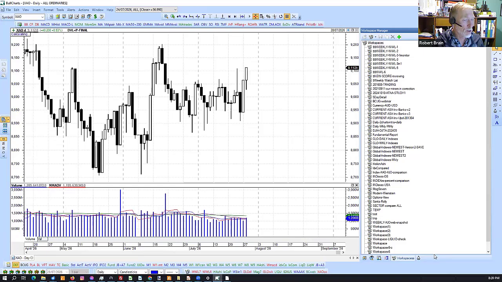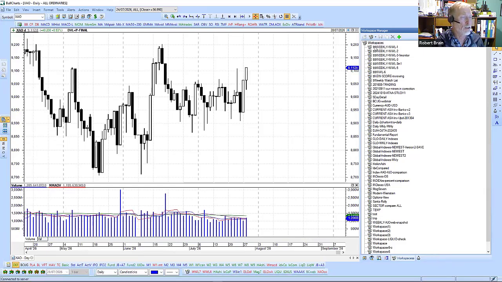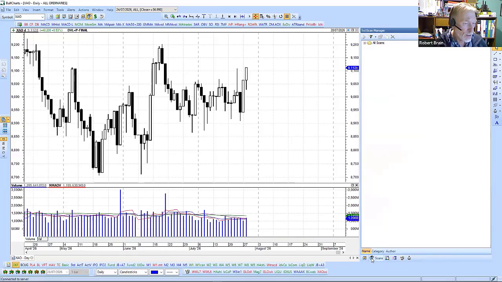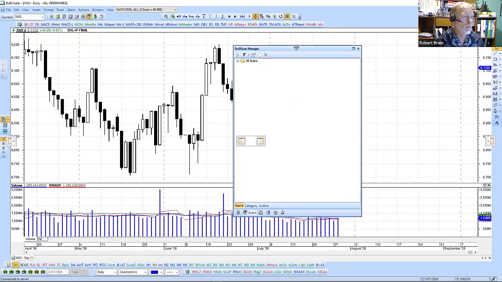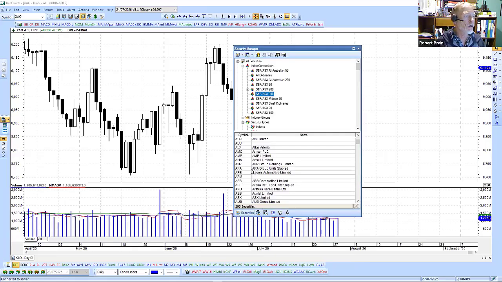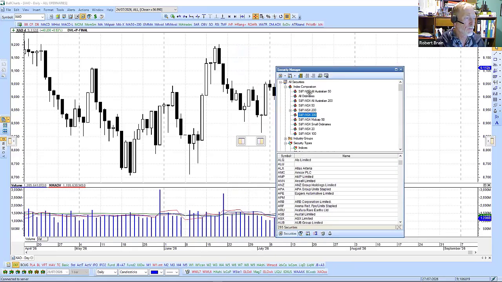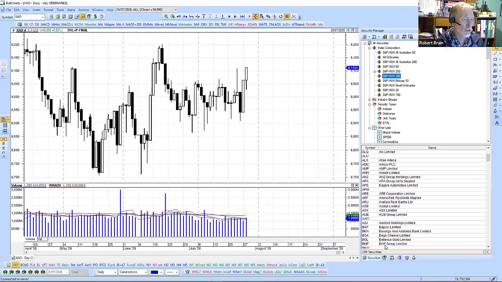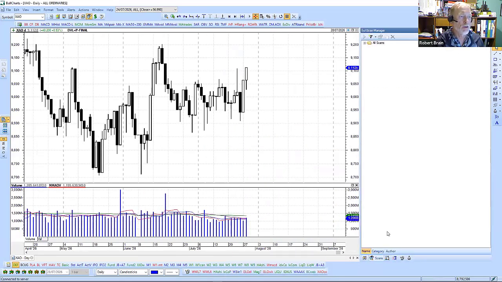And for some reason, my BullCharts says it's lost connection. Hopefully I'm still talking. So this control panel has 6 tabs across the bottom. Securities is usually the first one, and the second one is usually Scan Manager.